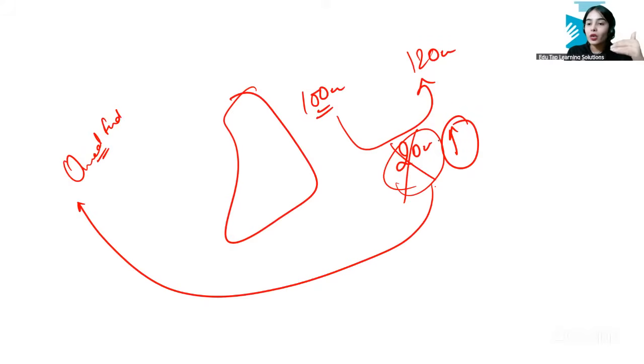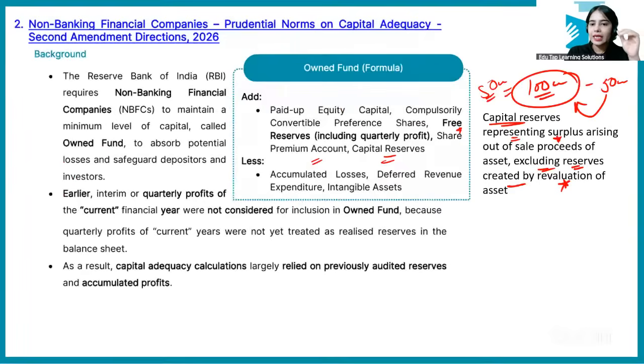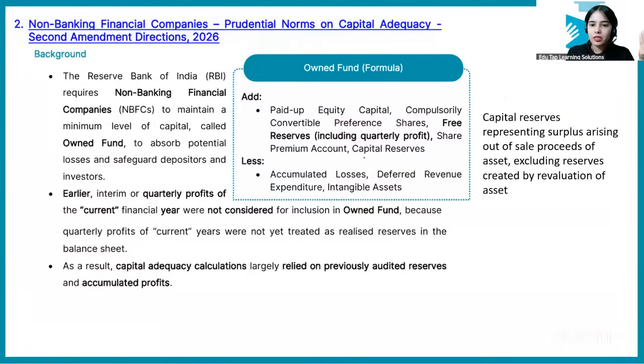No. Why? Because we are not selling this branch. We are not selling this building. So basically, it has been said that if we are doing the revaluation of asset, that means the asset value has increased, but it has not been sold. So we cannot include it in the funds because the asset has not been sold. The revaluation will not be included in the funds. So capital reserves represent the surplus that has come from the sale of asset, excluding the reserves created by revaluation of asset, because these assets have not been sold, the valuation has just increased.